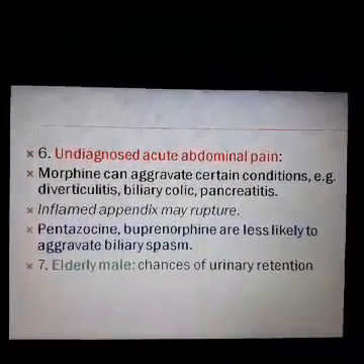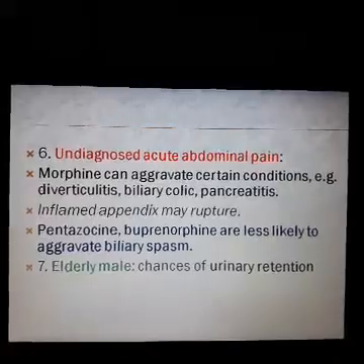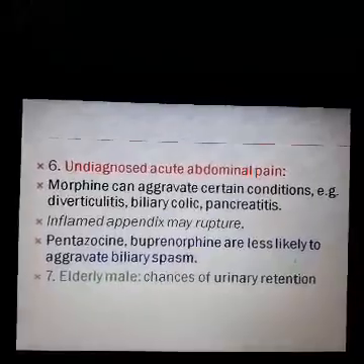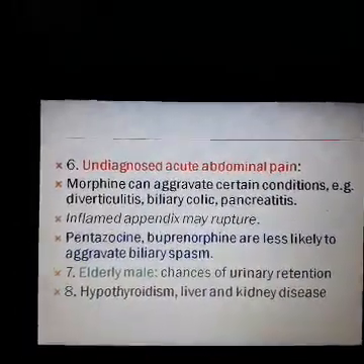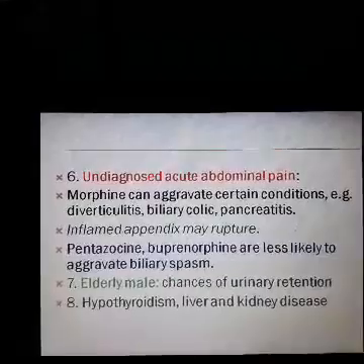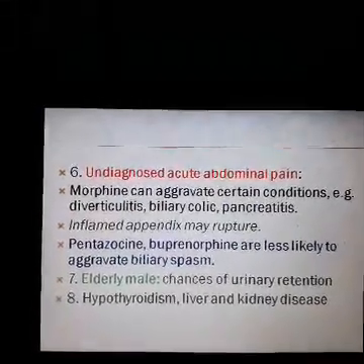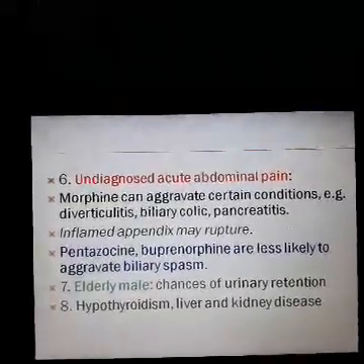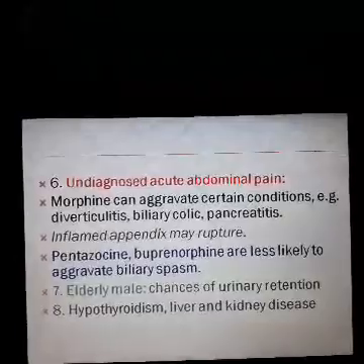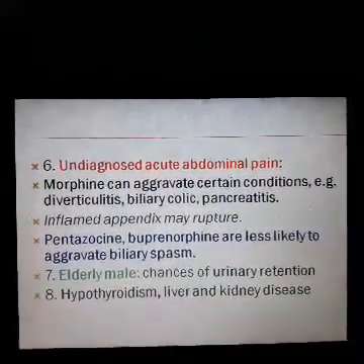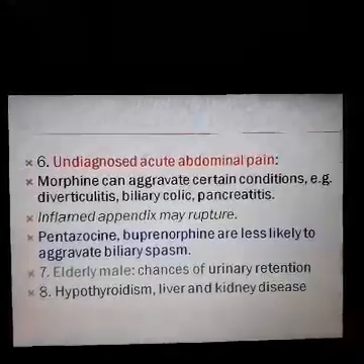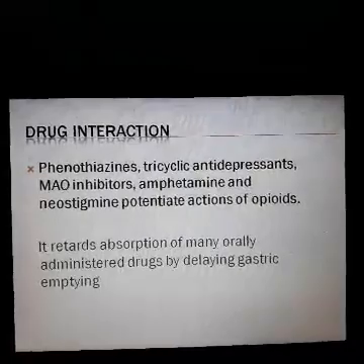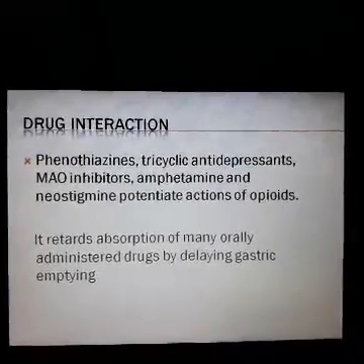But pentazocine, buprenorphine, and other opioids are less likely to aggravate this biliary spasm. In elderly males, there is a chance of urinary retention, because morphine increases the tone of the detrusor as well as the sphincter, so there is decreased urinary clearance, especially problematic for patients who have an enlarged prostate. Hypothyroidism, liver and kidney disease: because morphine metabolism and elimination are slow, it can have adverse effects. So these are the contraindications of morphine, remember. Most commonly you should remember bronchial asthma, COPD, respiratory insufficiency, elderly, neonate, undiagnosed acute abdominal pain, head injury, elderly male, and of course we have to remember that it is contraindicated in labor because it delays the labor.